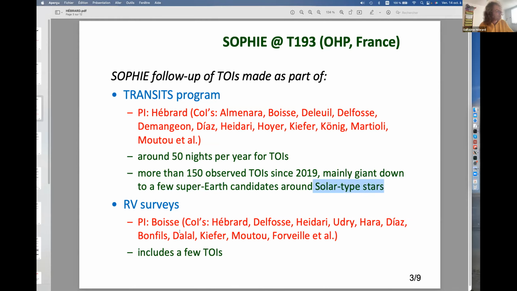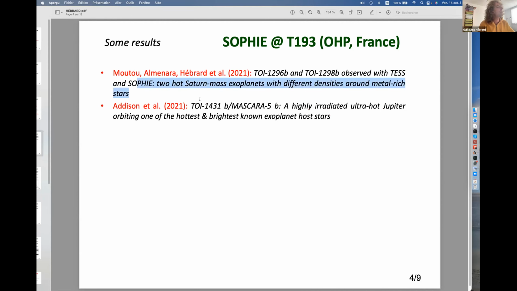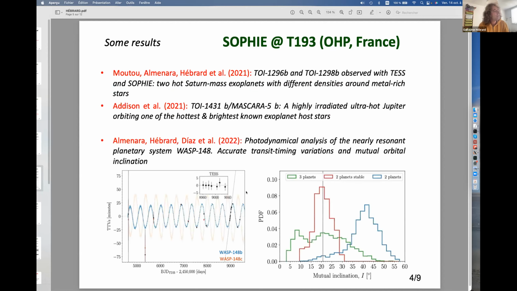We also have radial velocity surveys led by Isabelle Boisse with several co-investigators, and this survey includes some TOIs. Some results: we published some hot Jupiters, led by us or in collaboration with other teams. Another example is the interesting system WASP-148, with two planets in near resonance with TTVs.